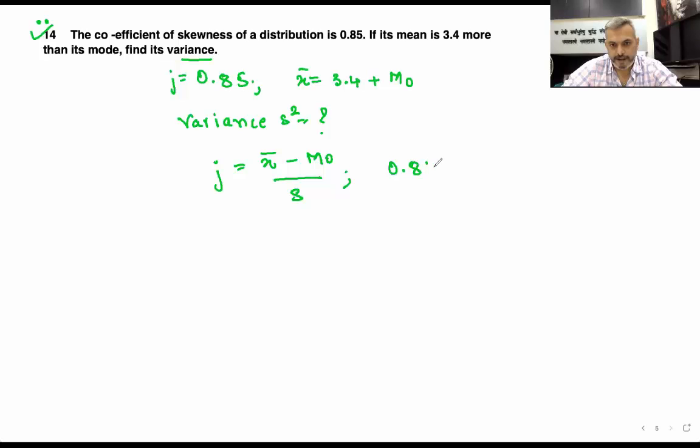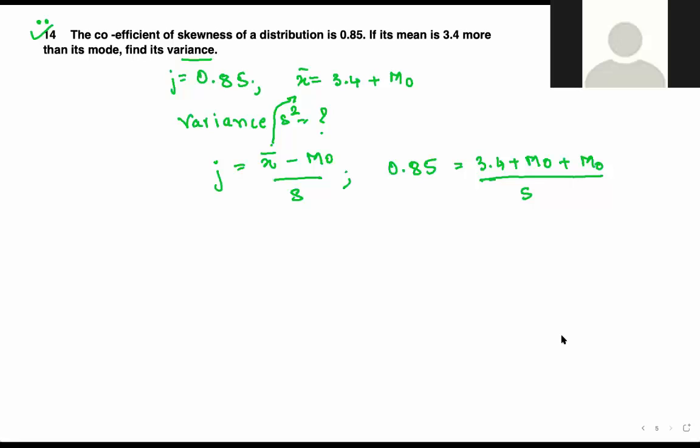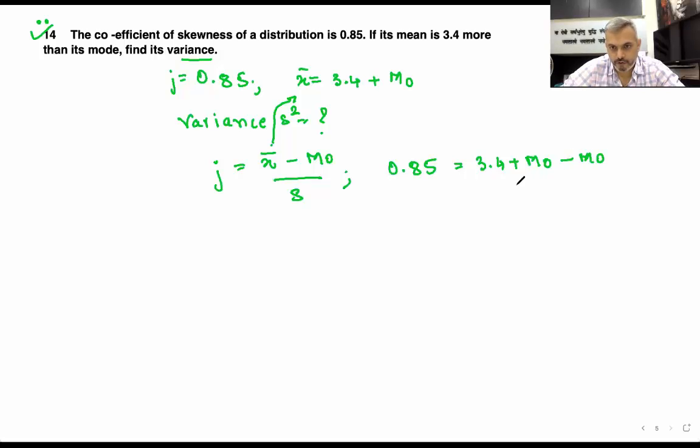So 0.85, which is equal to, what is mean now? Mean directly we can take this. So 3.4 plus mode upon standard deviation. So standard deviation is what we have to find out. So we cross multiply. Sir, minus mode will not come? Minus mode, sorry. 3.4 plus mode minus mode upon standard deviation. Now this mode cancels, standard deviation will come over here and 0.85 will come over here.